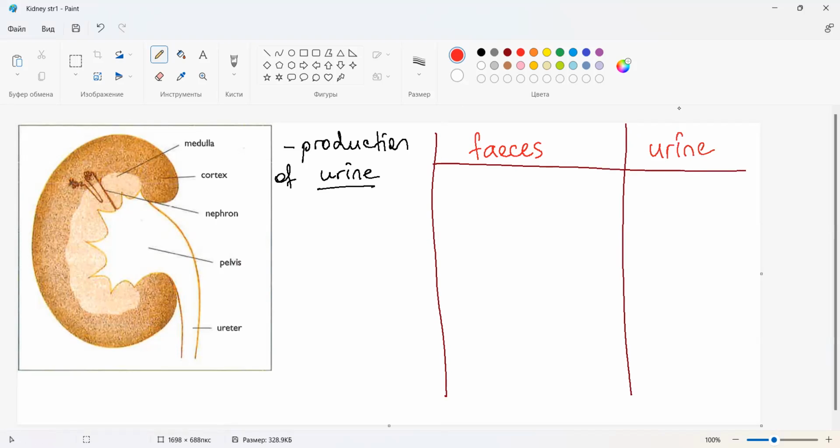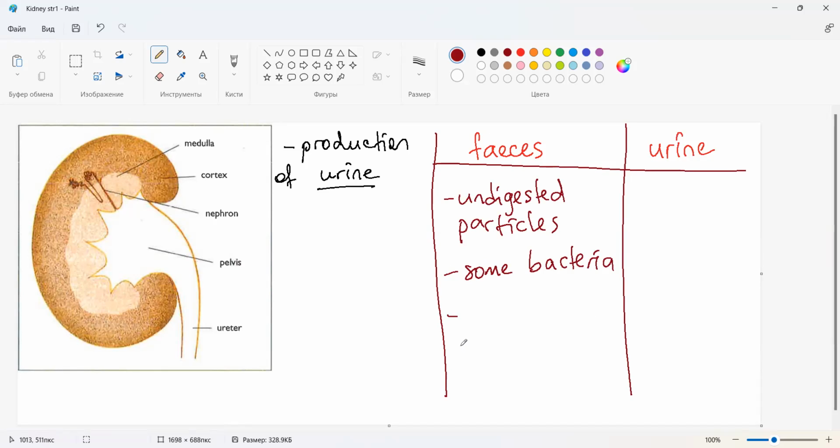So guys, if we compare urine and feces, you know that in the feces we have mostly undigested particles, let's say. Also in the feces, we said that we have some bacteria. And also in the feces, if you remember, we can find some dead cells of the intestine wall. But in urine, we have mostly water, some amount of unneeded salts, and also urea as major components. So urea, as you see, is one component of urine.